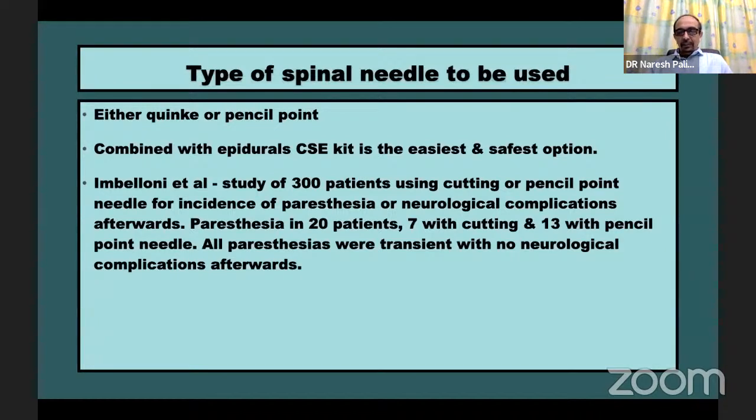Pencil point needles have more chances of paresthesia, as you need to enter more into the intrathecal space with pencil point needles to get a free flow of CSF.